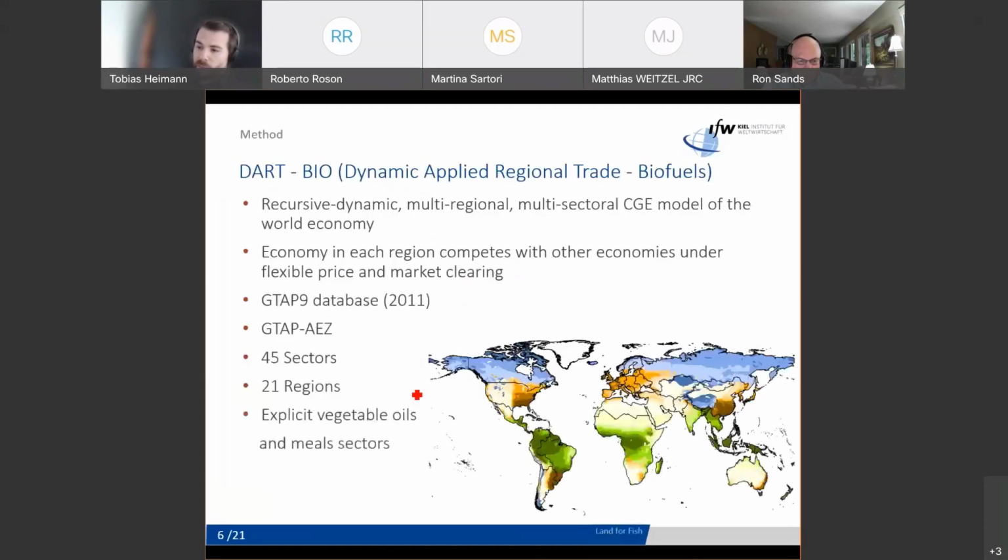To analyze these questions, we use our DART biomodel. The DART biomodel was initially constructed to analyze biofuel policies. And therefore, we have explicitly modeled the vegetable oil sector and, in their co-production, also the vegetable meal sector. This attribute allows us to derive a quite precise fodder composition for the aquaculture production. We use the GTAP9 database with the GTAP AEZ. We have 45 sectors in our model, mainly agricultural sectors and energy sectors, and we account for 21 regions.